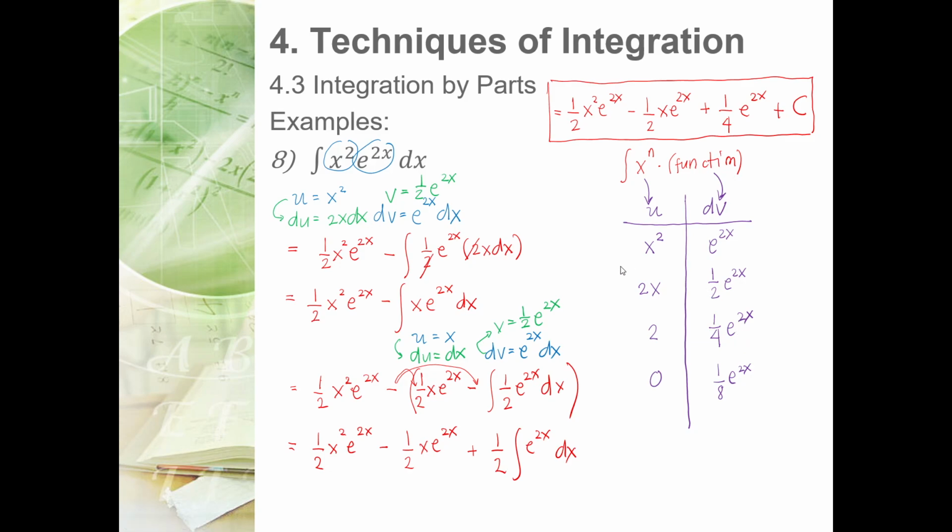So this is where the shortcut comes in. So you have to cross multiply. Then the signs or the operations for each term, this one is plus, this one is minus. So it's alternating. Plus, minus, plus, minus, plus, minus. Okay? So notice that if you multiply the first two, this is equal to the first term. 1/2 x squared e raised to the power of 2x.